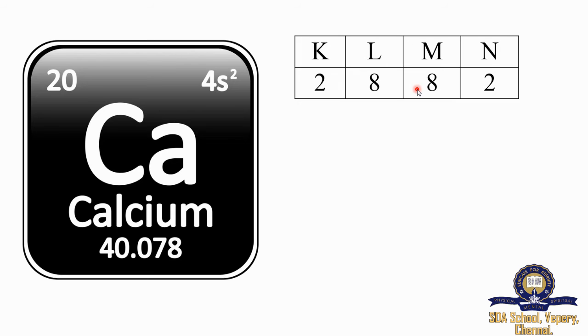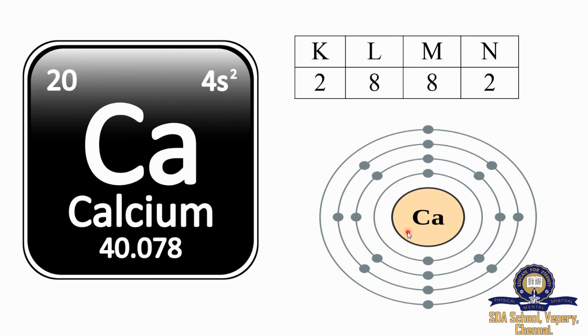This configuration can be geometrically represented. For calcium, it can be represented like this. This is the nucleus, and the first shell, the K shell, holds 2 electrons, and the second shell, the L shell, holds 8 electrons. You can count it: 1, 2, 3, 4, 5, 6, 7 and 8. The third shell, the M shell, also holds 8 electrons, and the outermost shell holds the remaining electrons, which is 2.